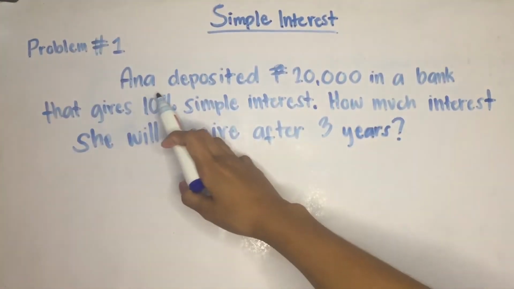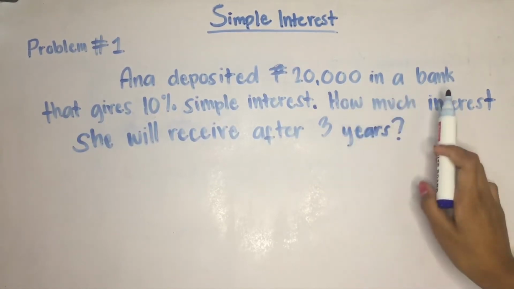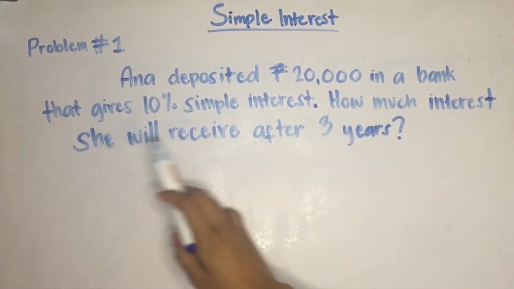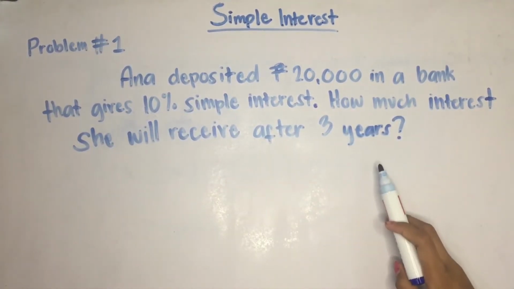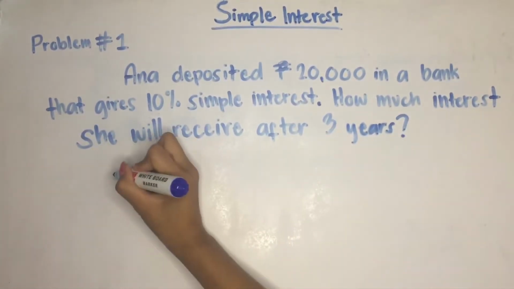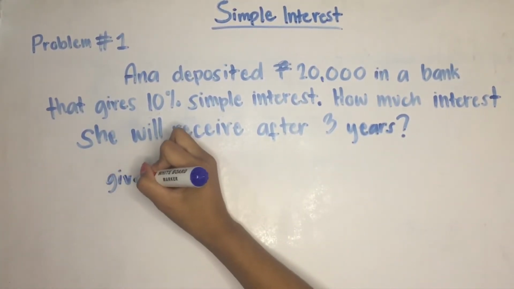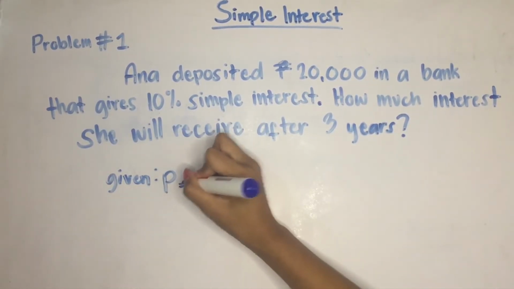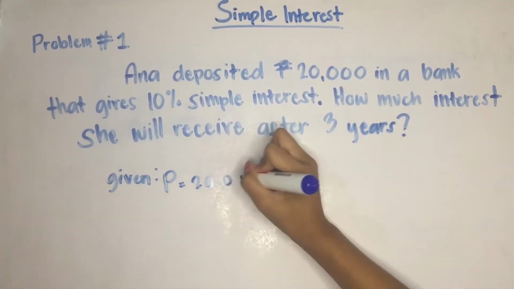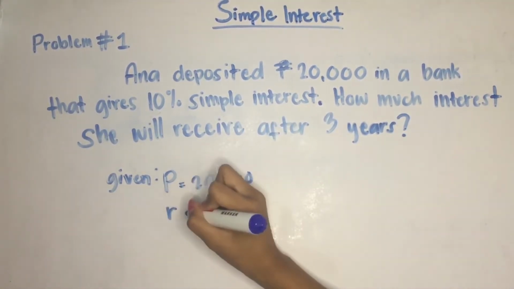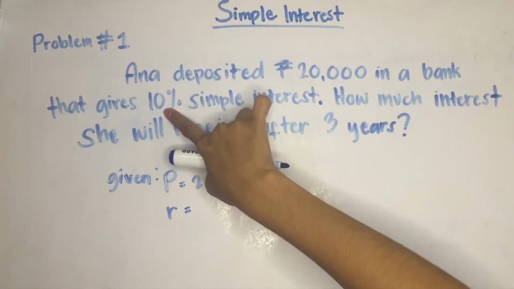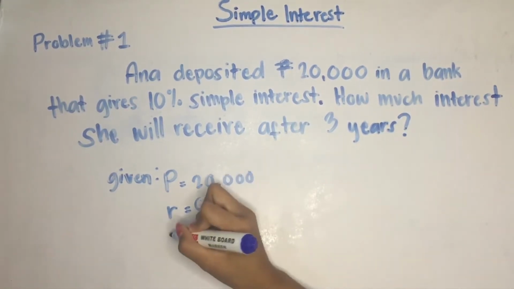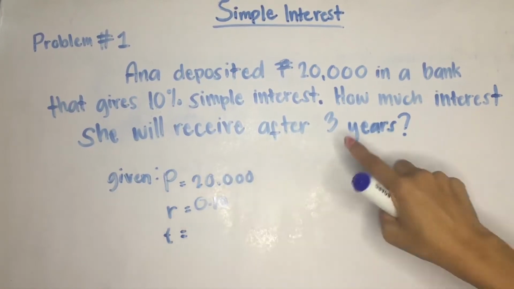Problem number 1. Anna deposited 20,000 in a bank that gives 10% simple interest. How much interest will she receive after 3 years? So first, let's write the given. The principal is 20,000. The rate is 10%, but we write it in decimal form, so 0.10. And time is 3 years.